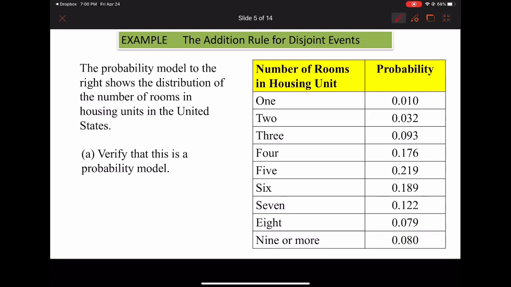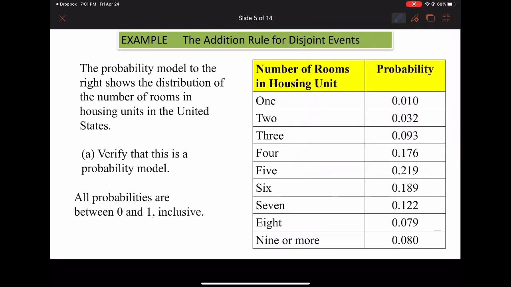So let's look at the probability model here. It shows the distribution of the number of rooms in housing units in the United States. So our population is the United States. We're looking at the number of rooms in housing units. So we're going to talk about how to verify that this is in fact a probability model. This is something you're going to want to write down. Make sure that you write down what it is, because on a test, very likely, I will ask you, is this a probability model? And you'll need to know the two things you have to look for.